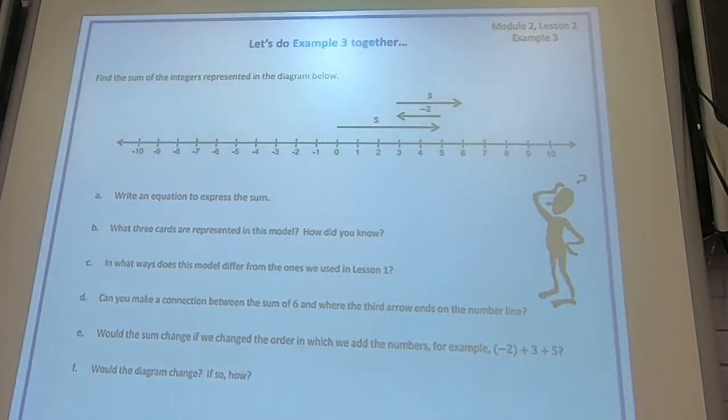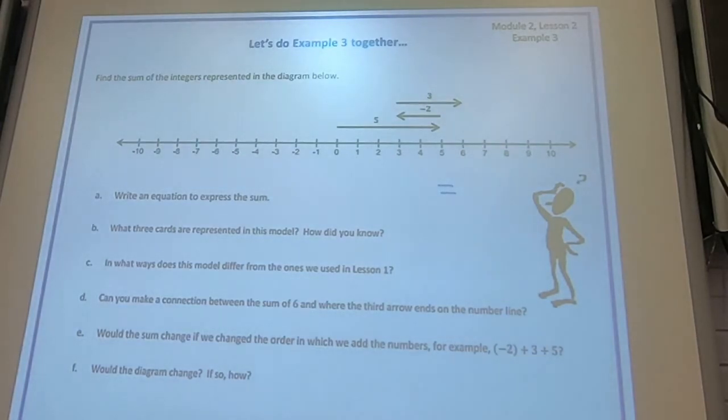Alright, we're gonna do example 3 together. So they have a problem on this number line, and you're gonna answer questions about this problem. Write an equation to express the sum. So I know there are 3 of them, and I know it said write an equation, so I need to have an equal sign.